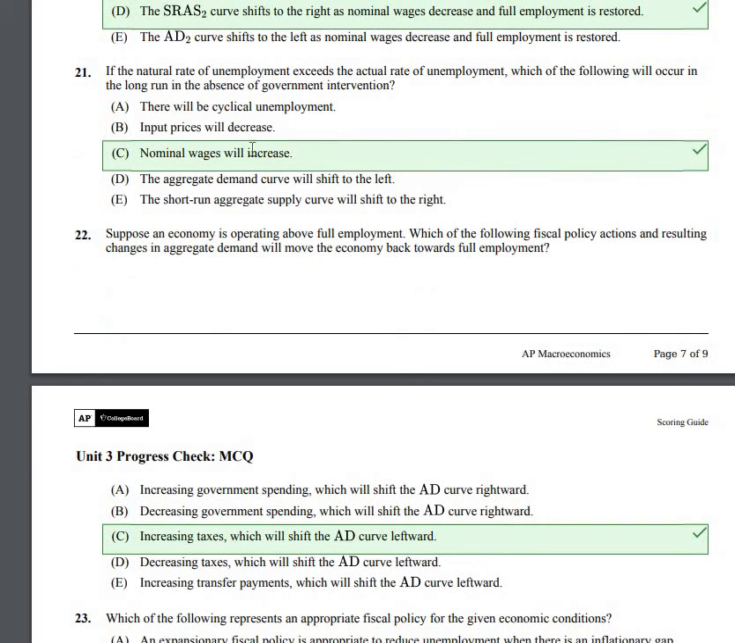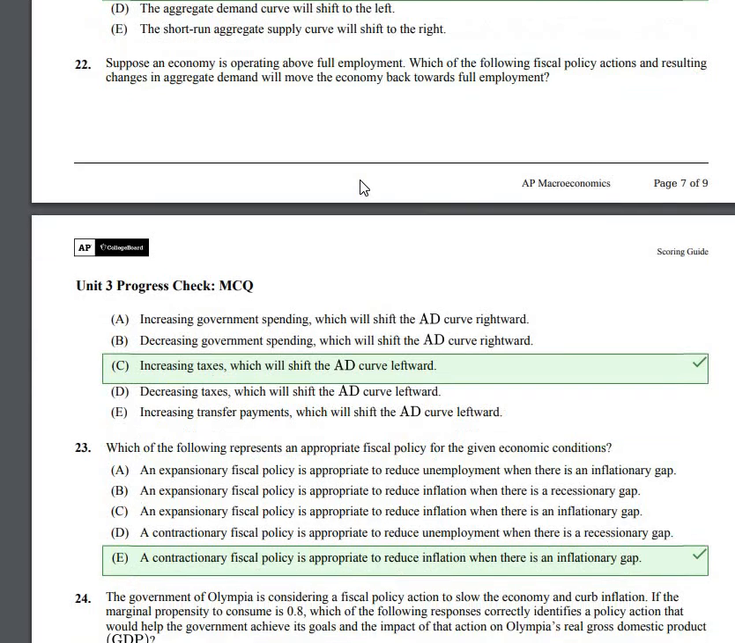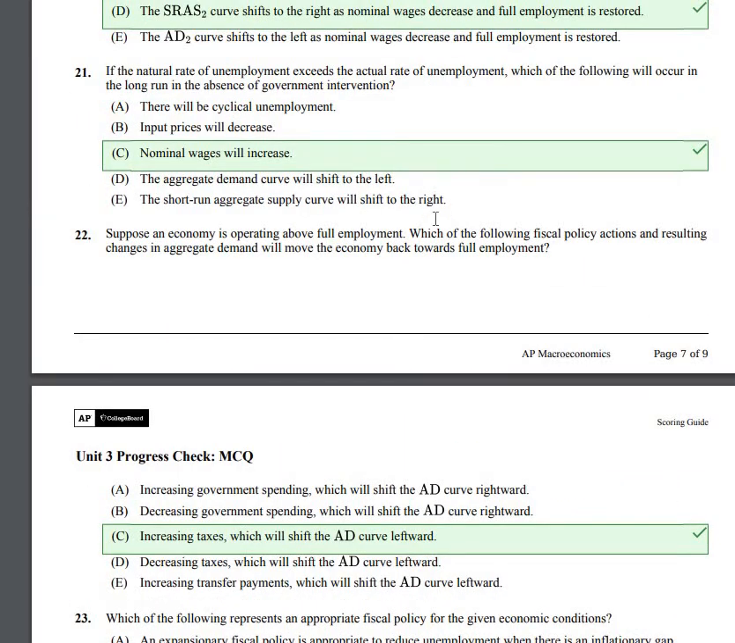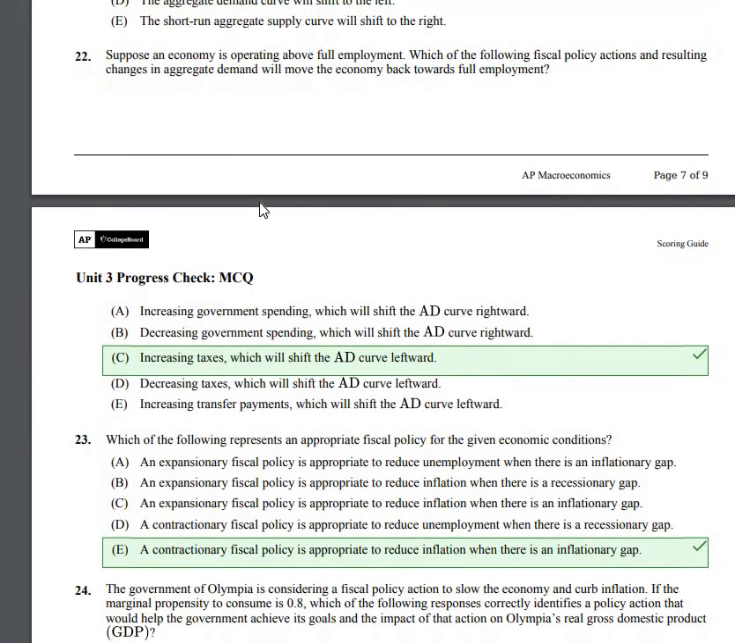Number 21, if the natural rate of unemployment exceeds the actual rate of unemployment, which of the following will occur in the long run in the absence of government intervention? In the long run, out of all these different choices, nominal wages will eventually increase as the economy rebounds and as it self-corrects. Okay. The rest of these are not correct necessarily, okay, in the long run.